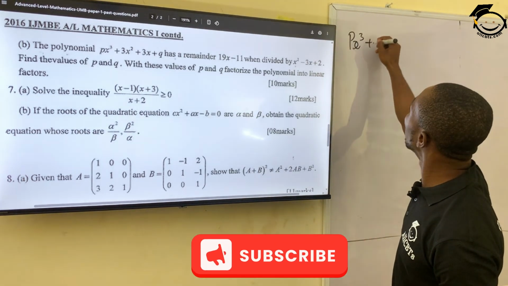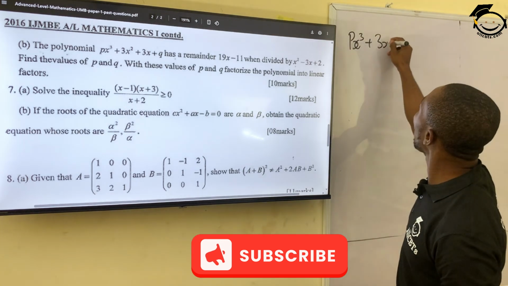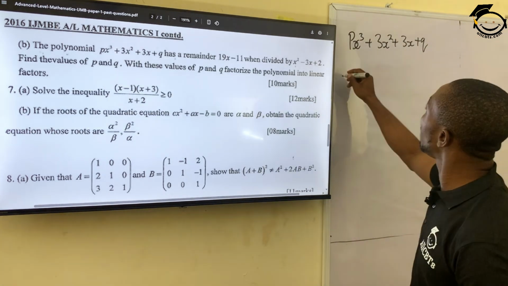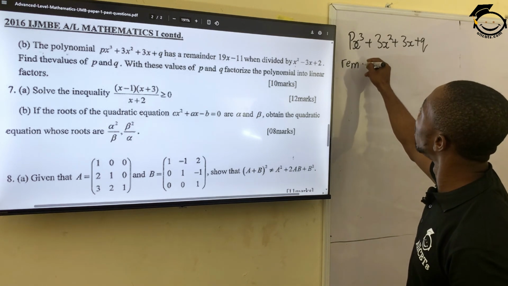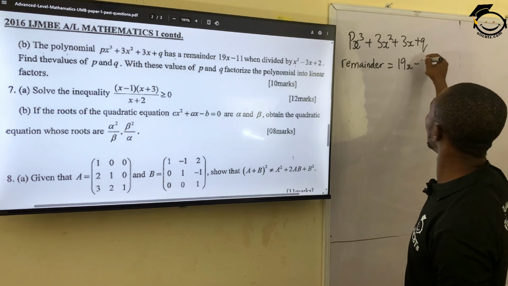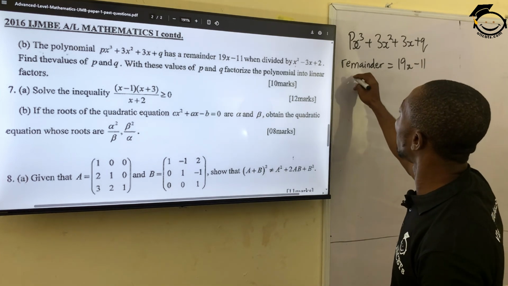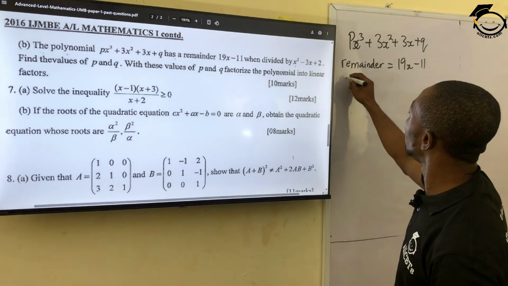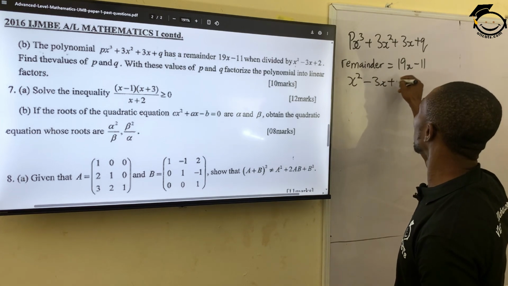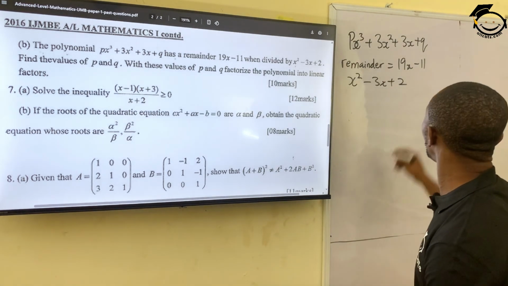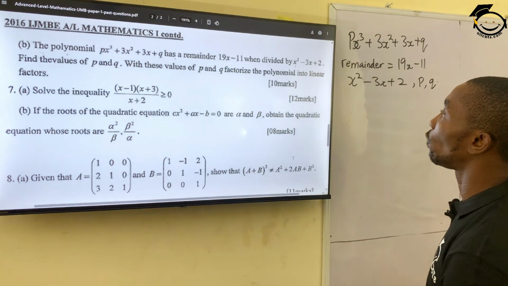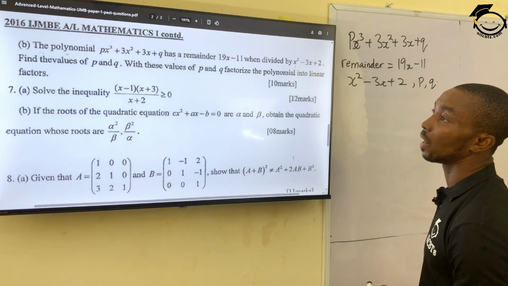The polynomial px cubed plus 3x squared plus 3x plus q has a remainder 19x minus 11 when divided by x squared minus 3x plus 2. Find the values of p and q. With these values of p and q, factorize the polynomial into linear factors.